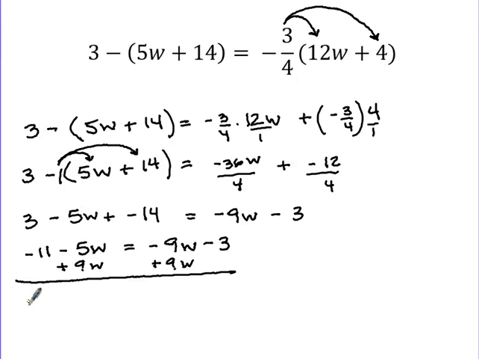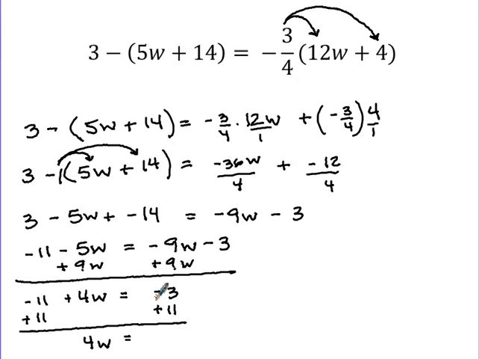So when I do that, I have a -11, -5w plus 9w gives me 4w's. And then over on the other side, I have just a -3 left. So now I'm going to add 11 from the left side so that it goes away, but I need to add 11 on this side as well. Can't forget that. Giving me 4w left on the left side, and then a -3 added to 11 gives me 8 on the right side. Let me bring it up here so I have some more room to work with.